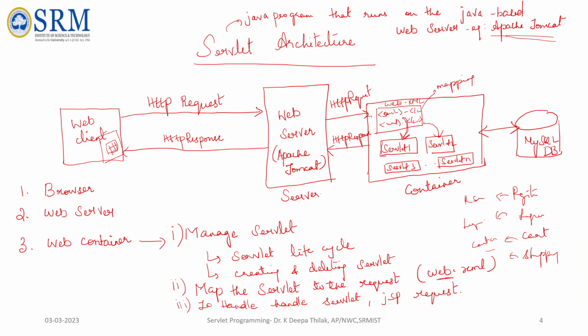This full process flow from the client to the servlet and back to the client is understandable with this diagram, the servlet architecture. We already know that a servlet is a Java program which runs on a Java based web server. An example of a Java based web server is Apache Tomcat. Here the web client will initiate the request, which is whatever the user gives as form data. That will be packed as a request and sent over the HTTP protocol, and the web server will receive the request.